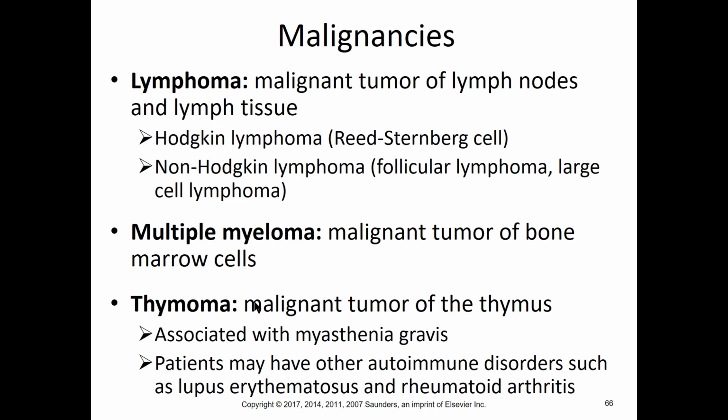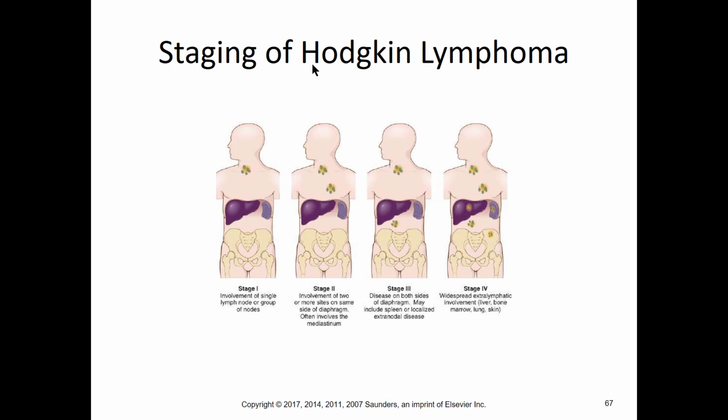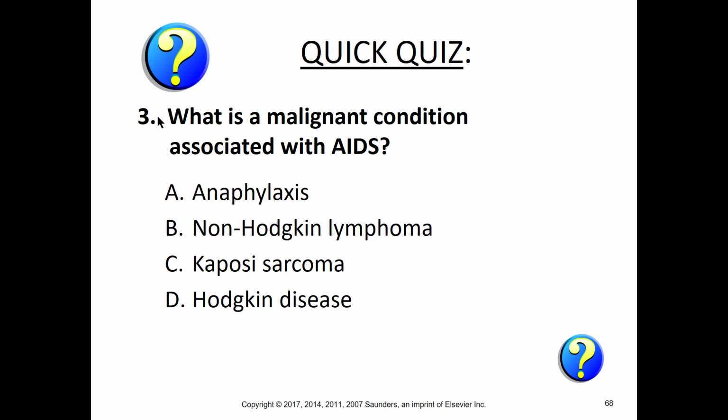Thymoma, as the name implies, remember the thymus that we talked about, is a malignant tumor of the thymus that usually involutes in children. Associated with an adult disease, it's called myasthenia gravis. They have protruding eyeballs, etc. Patients may have other autoimmune disorders if they have a thymoma, such as lupus erythematosus and rheumatoid arthritis, in addition to the thymoma. Staging of Hodgkin's lymphoma is from stage 1 to stage 4, that you have to upload.